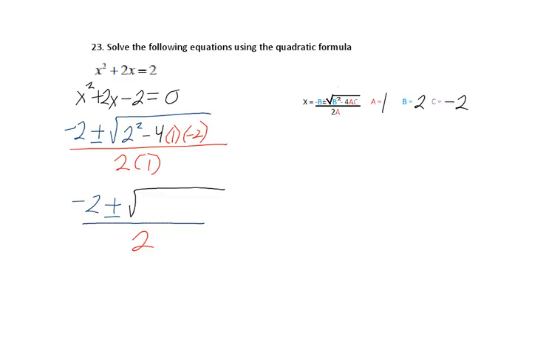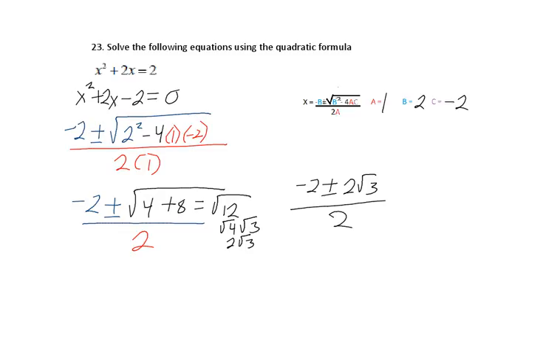So 2 squared is 4. 4 times 1 times 2, that's going to become positive 8. And 4 and 8 add to become 12. It may not be perfect, but numbers that make 12 are 4 times 3, and 4 is perfect. It's 2. So you get negative 2 plus or minus 2 square root 3 over 2. And now you can divide all the 2's, so it becomes negative 1 plus or minus square root of 3.